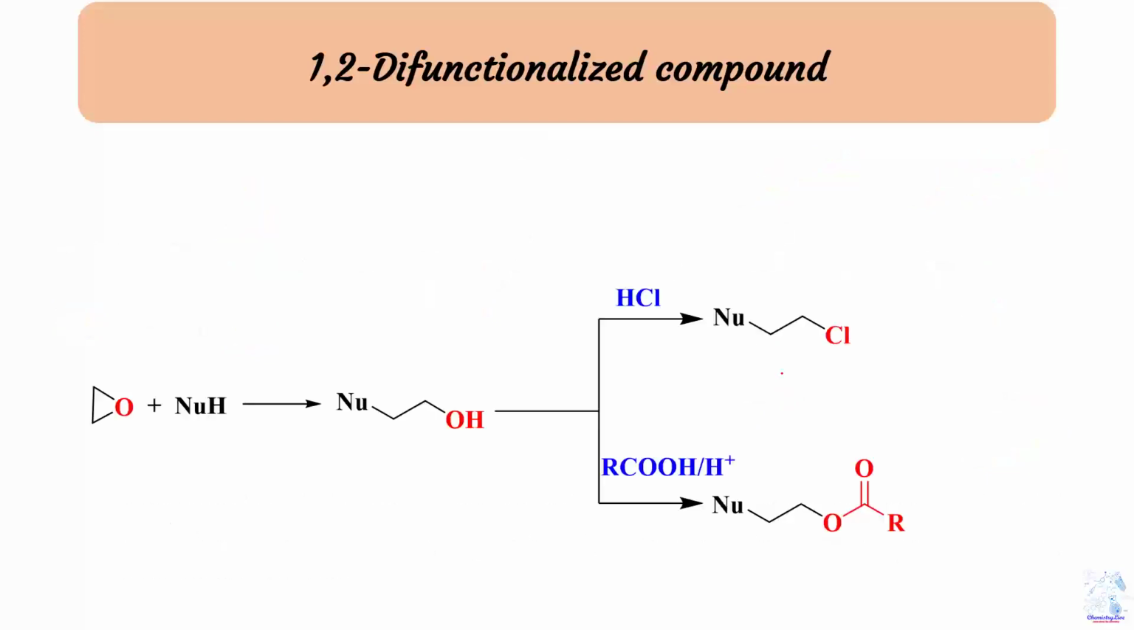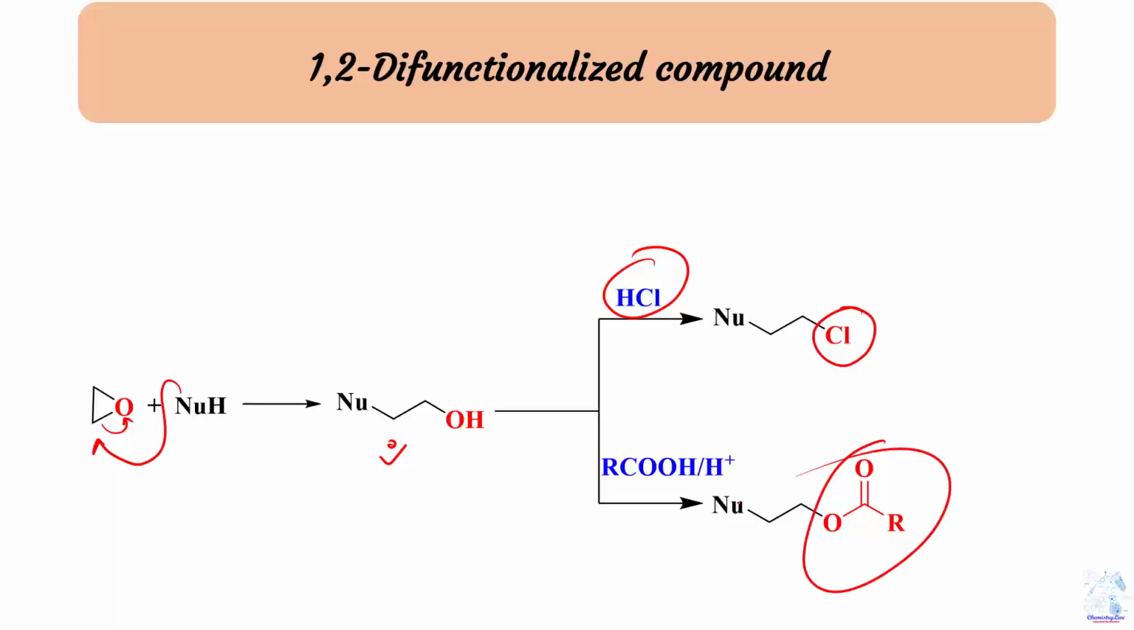So now that is particularly the synthesis portion of that alcohol group. We have the epoxide, and we do nucleophilic attack. If the nucleophile attacks over here, the ring opens and we get this compound, and on that compound, if we add HCl we get the chloro compound, and if we add RCOOH with acid, H plus, we get the ester here.